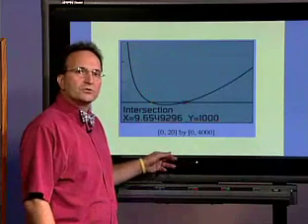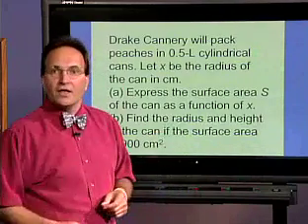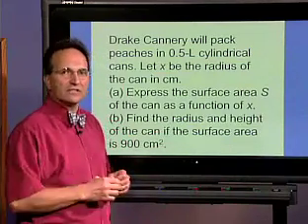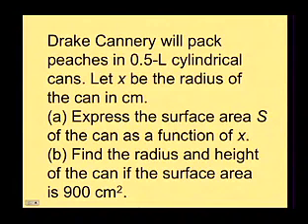All right. Well, you know what? Now it's time for you to try a problem. So here it is. The Drake Cannery Company will pack peaches in half-liter cylindrical cans. Let x be the radius of the can in centimeters, and I want you to express the surface area, S, of the can as a function of x, and then find the radius and height of the can if the surface area is to equal 900 centimeters squared. Pause the video to work on this problem, and when you are finished, restart the video to check your solution.